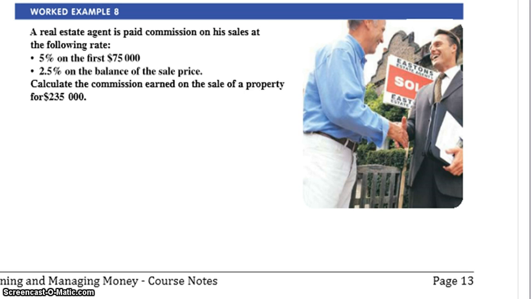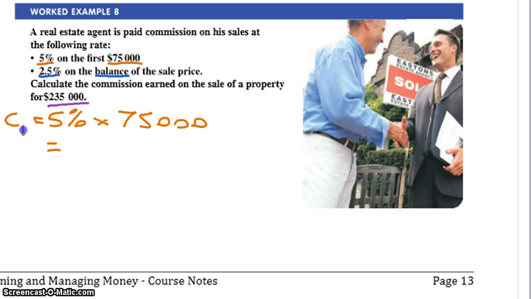So what are we going to do? We've got to work out two things. I'm going to do the two different things in different colours. So 5% on the first 75 grand, and then 2.5% on the balance. They go 5% of 75 grand. So the first bit, we'll do in orange. We're going to do 5% times 75 grand, which gives us what?